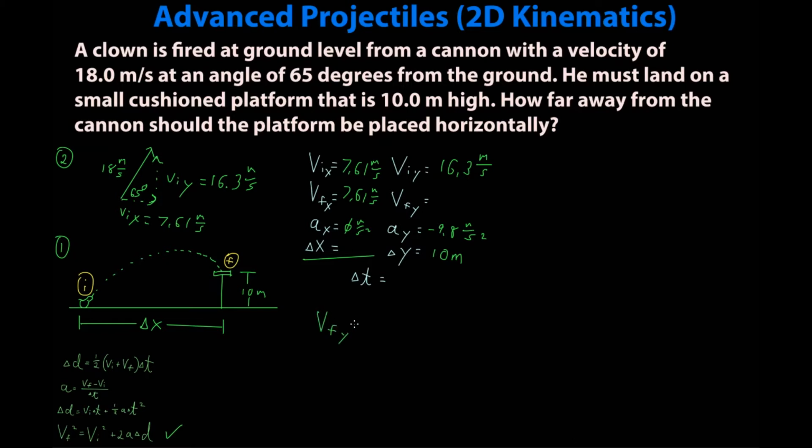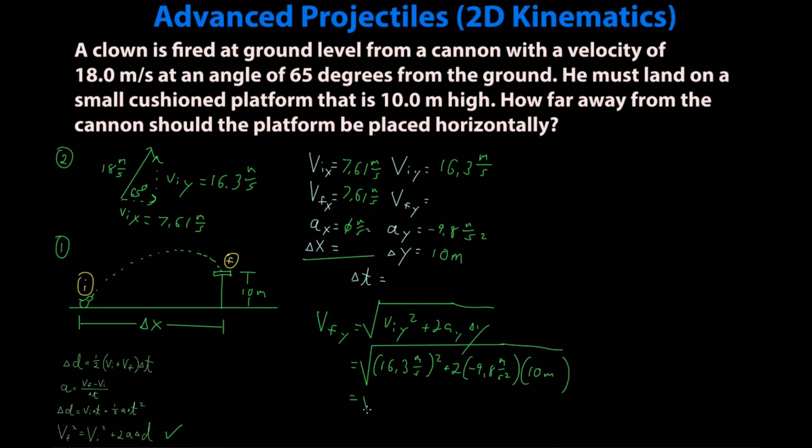Rearranged, VFY equals square root of VIY squared plus 2 AY delta y, is 16.3 meters per second squared plus 2 times negative 9.8 meters per second squared times the 10 meters. Under the radical, 256 meters squared per second squared minus 196 meters squared over second squared. Oops, it's meters squared, which will give me positive or negative 7.75 meters per second. So which one is it?